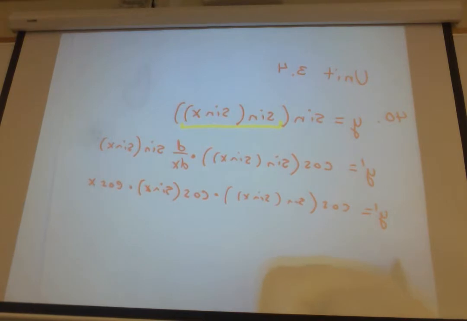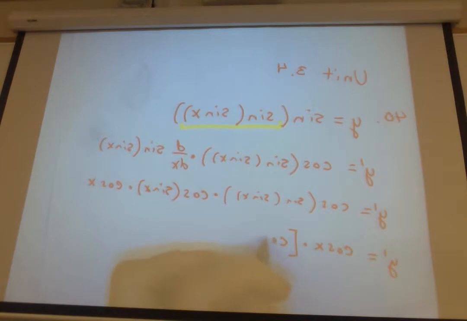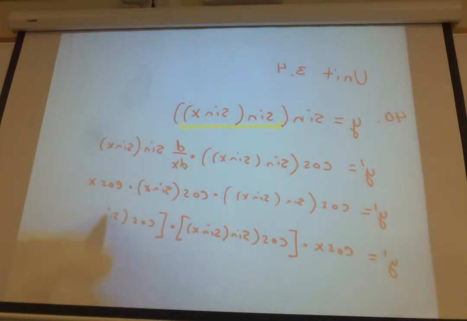So I'm just going to go ahead and pull the cosine x in front. So cosine x times, and I think I'll put brackets around that first one, cosine of sine of sine x, times, and I think I'll just put brackets around this other one here, which is cosine of sine x.